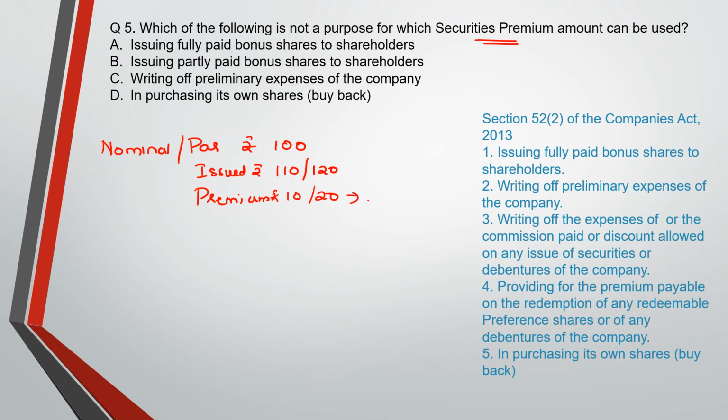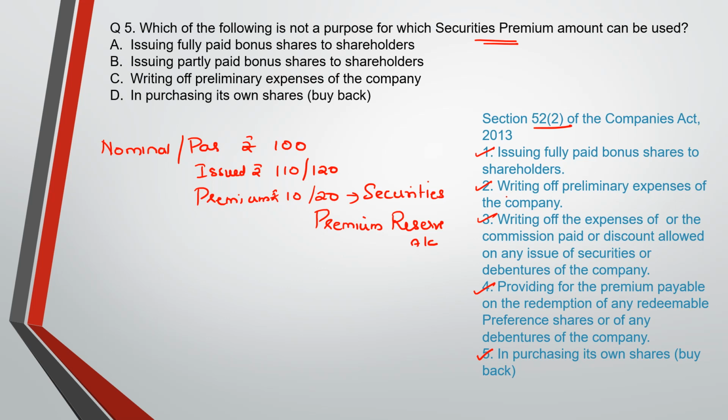Whatever premium is collected has to be put into a separate account called the Securities Premium Reserve account. The purposes for which it can be utilized have been given under section 52(2) of the Companies Act of 2013. Here they have specified 5 purposes for which the Securities Premium Reserve account balance can be utilized. Only for these 5 stated purposes it can be utilized. For any other purpose it cannot be utilized. It's not a free reserve that you can distribute as dividend.